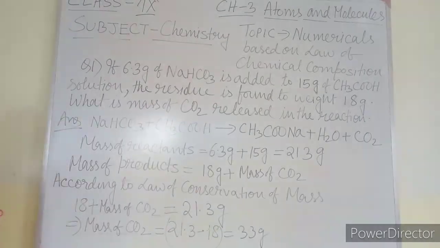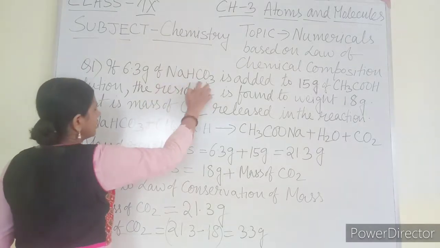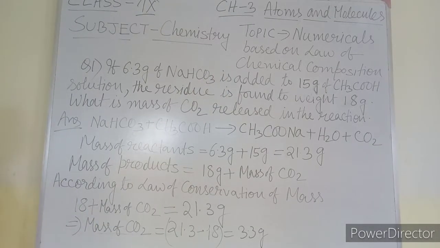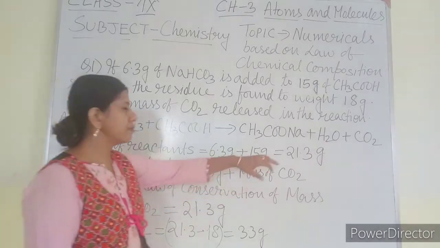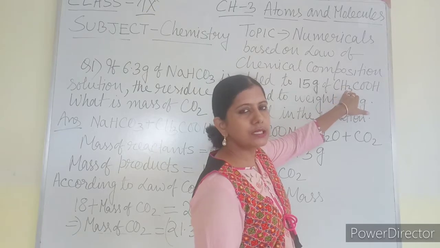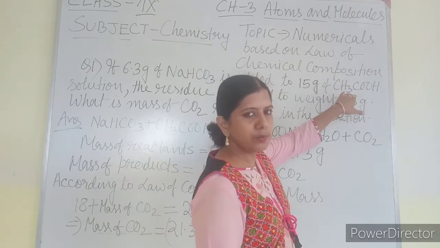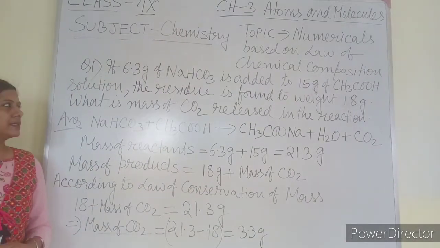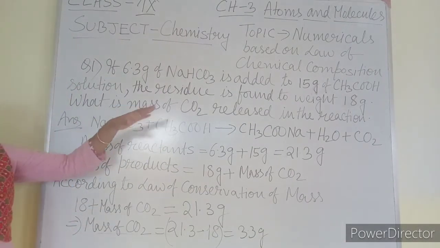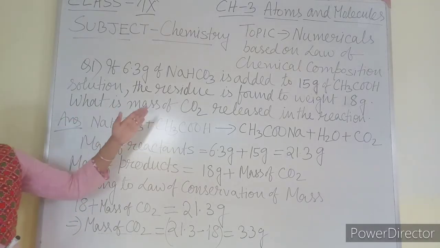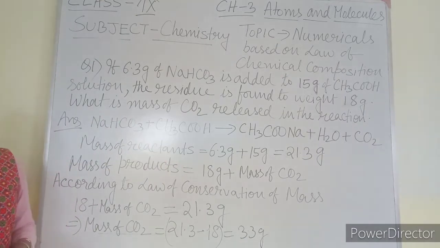So the first question is, if 6.3 gram of sodium bicarbonate, NaHCO3, is added to 15 gram of acetic acid, whose formula is CH3COOH, so sodium bicarbonate is reacting with acetic acid solution. The residue is found to weigh 18 gram. You have to find out what is the mass of CO2 released in this reaction.